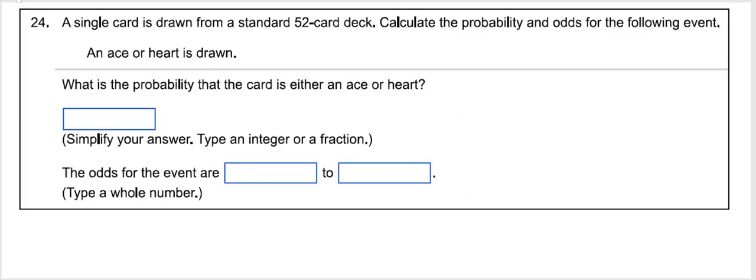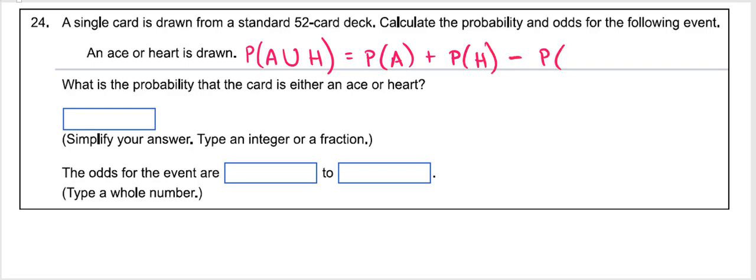Number 24. A single card is drawn from a standard 52 card deck. Calculate the probability and odds for the following event. An ace or heart is drawn. So you want the probability of ace or heart. Well, that's the probability of an ace plus the probability of a heart minus the probability of an ace and a heart.